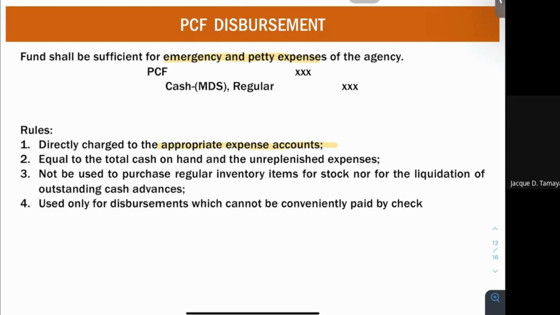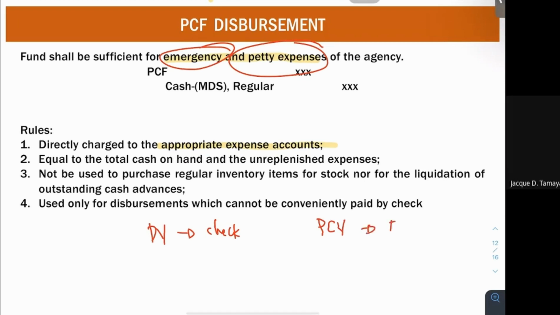Third, it must not be used to purchase regular inventory items for stock, nor for the liquidation of outstanding cash advances. Why? Because we said you only make use of your petty cash fund for emergency and petty expenses. And then lastly, it is used only for disbursements which cannot be conveniently paid by check. So if ever it will take too long to prepare a disbursement voucher for the check, then you can use your petty cash voucher and pay using your petty cash fund. Okay?